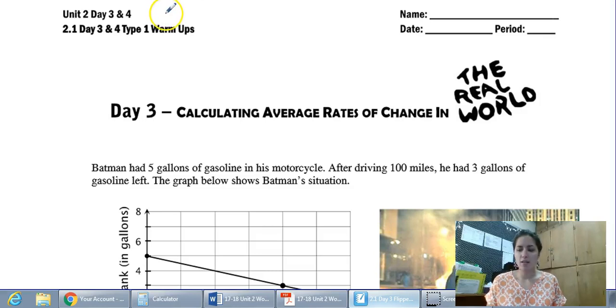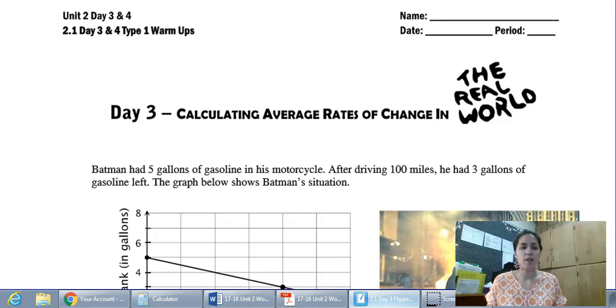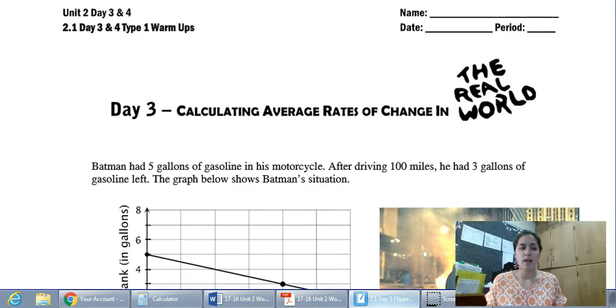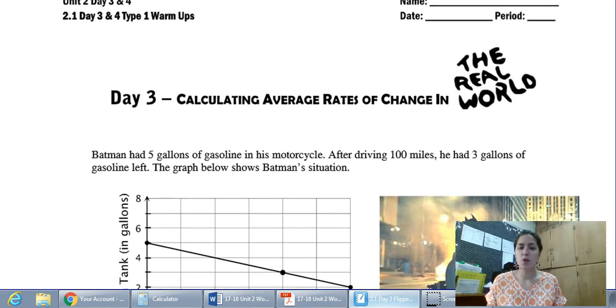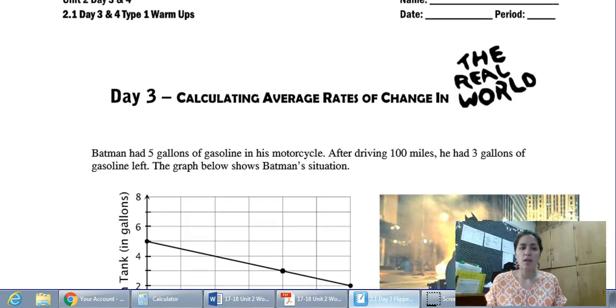Hello everybody, this starts our Day 3 notes in section 2.1. We have spent the last 2 days in class reviewing all of our 9th grade knowledge of calculating slope and parallel and perpendicular lines. Today starts our first day of notes in the real world. These next couple pages are actually meant to be for days 3 and 4, so we're going to move around a little bit. This warm-up is specifically for us today.